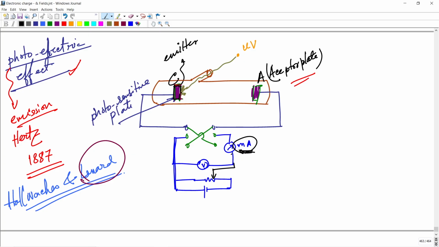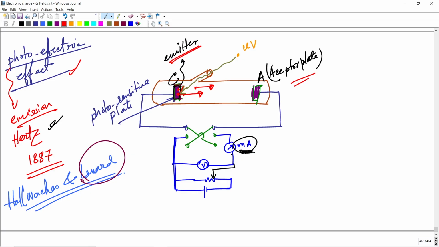There is some current, and Hertz observed that the metal has free electrons. Hertz said that the metal has free electrons. So when UV light or UV rays fall on the metal surface, their free electrons escape from the metal. If the metal has free electrons and these electrons gain some energy from UV light, the electrons become free and escape from the metal. That's why this plate is called the emitter plate. They emit electrons. The C plate is called the emitter because it emits electrons into the surroundings.